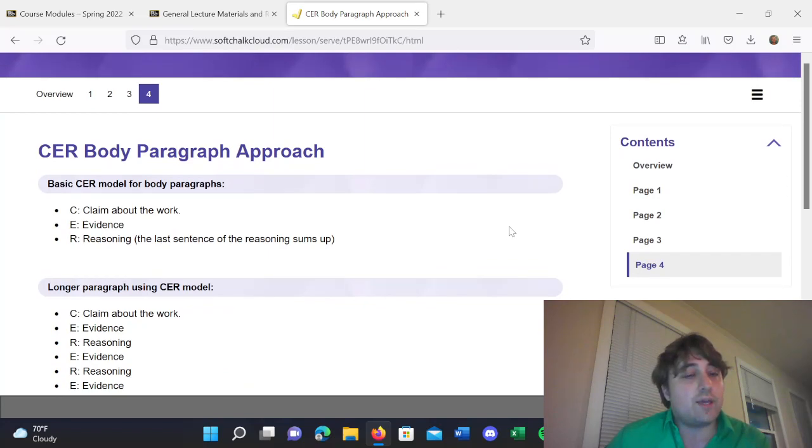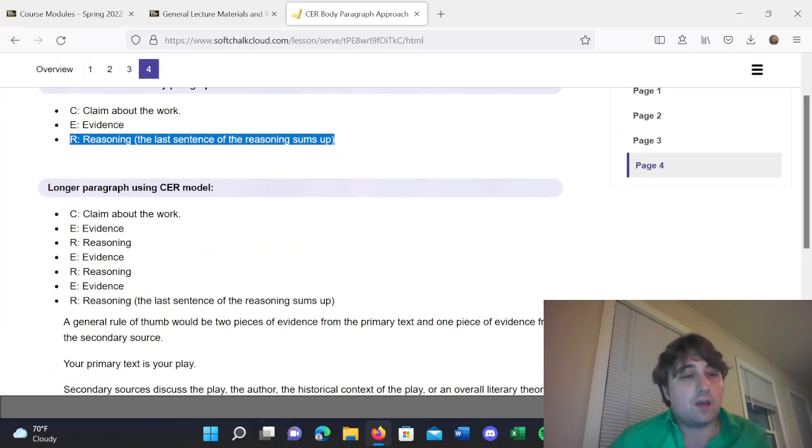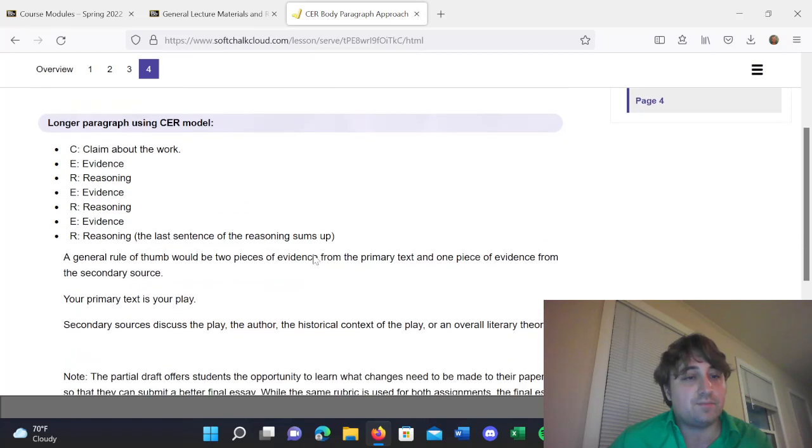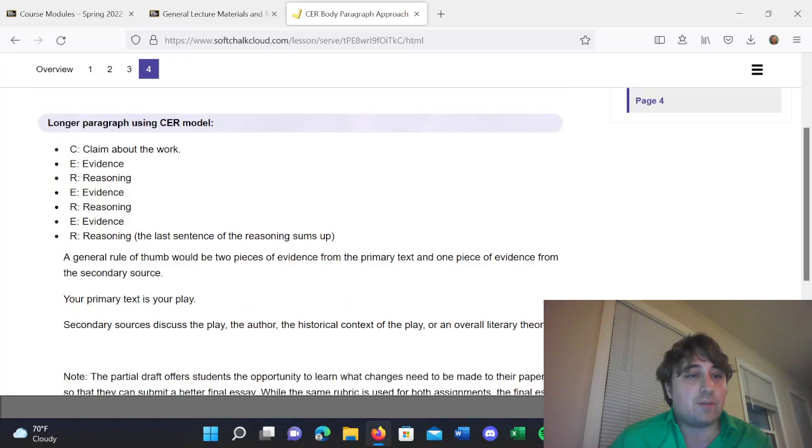So for this, we can look at the CER body paragraph approach. So we start with a claim, right? Then we invoke some evidence, and then we give our reasoning. And we can do that on repeat, right? So you could make a body paragraph that might look like this.